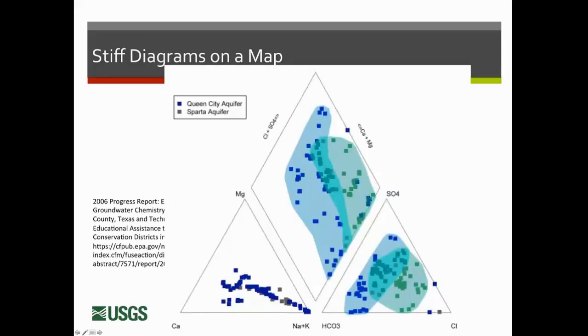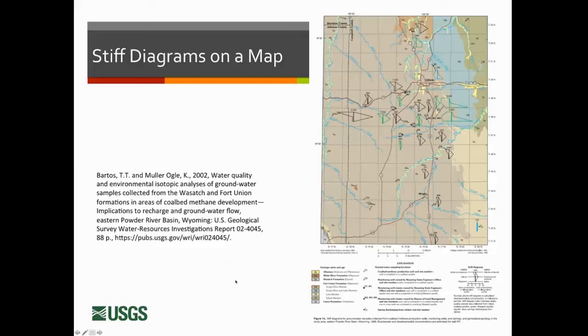Here's another example of Stiff diagrams on a map from a USGS study, and they put it on a map of geologic units, and the different colors of the Stiff diagram represent the aquifers the samples came from. So based on the geology, the aquifer, and the relative concentrations, milliequivalents of these cations and anions, you could tell quite a story about what is going on in terms of water quality in this area.